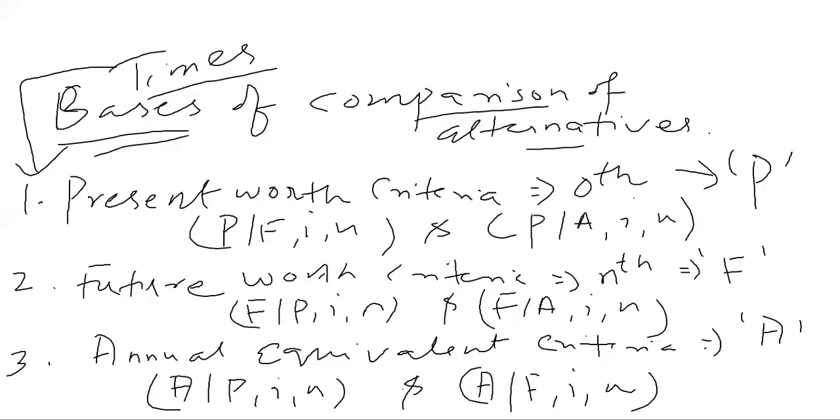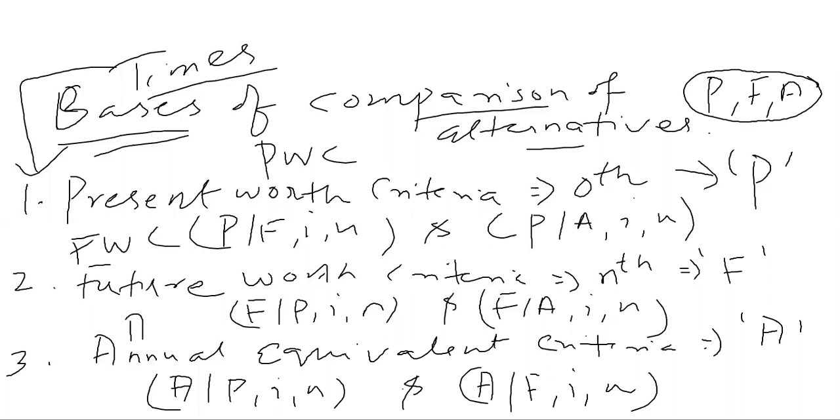So depending upon those, remember our variables remain the same, P, F and A, the same variables throughout the unit. You are converting everything to the 0th year, the future year, or annually, every interest period comparison you are making. So based on these three time bases, you have three criteria: your present worth criteria, future worth criteria, and annual equivalent criteria.